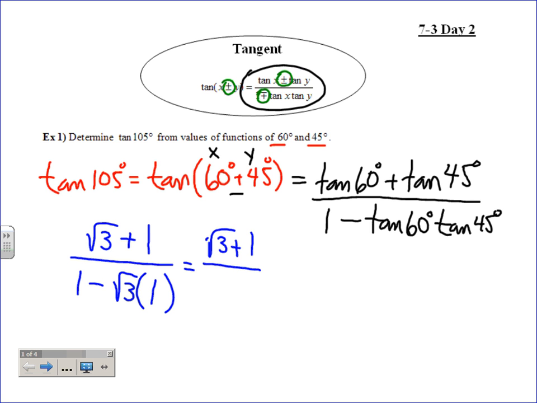Over, well, this right here is pretty simple. That's just square root of 3, right, if I multiply those two numbers? So it's 1 minus the square root of 3. Are there any questions how I got to that answer right there? Square root of 3 plus 1 over 1 minus the square root of 3. That would be great if I was going to allow you to circle that answer.